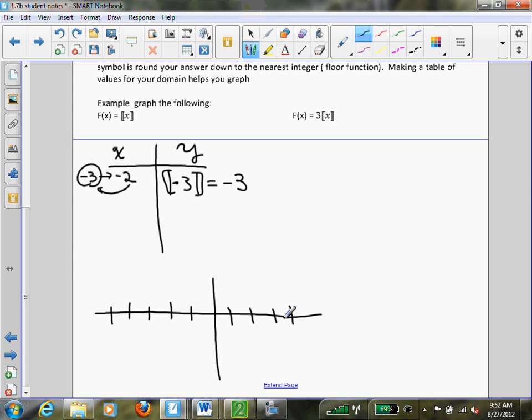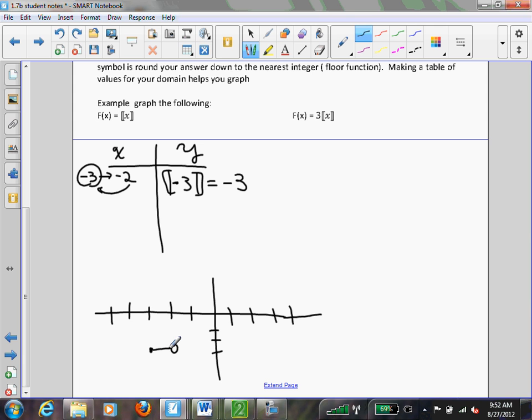So when I look at x values between -3 up until -2, not including, it's going to give me what kind of y values? -3. So between -3, I get -3, up to -2, I get -3. So solid, open, because I'm not including -2. I'm going up until -2, because that all rounds back down to -3.